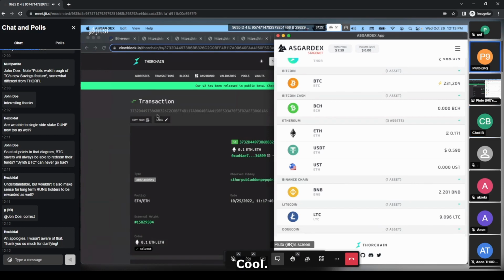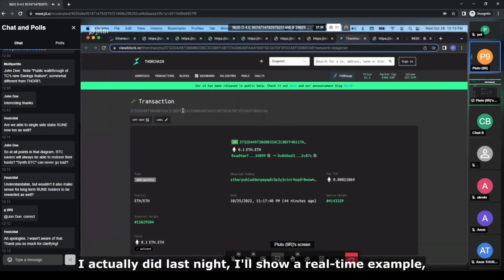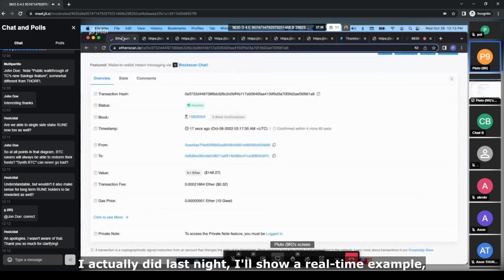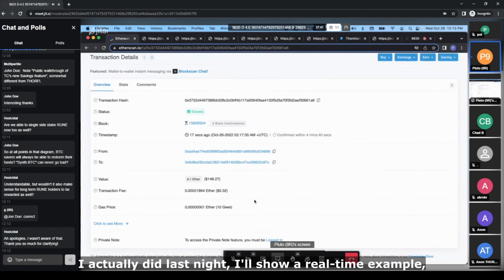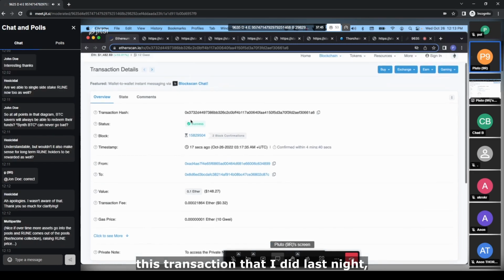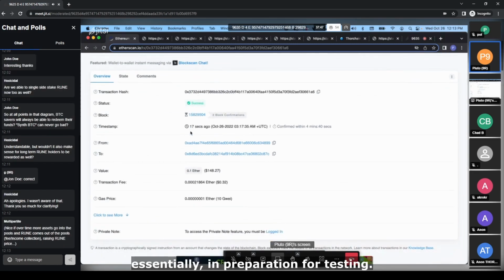Cool. All right, cool. So let's take a look at an example here. We're going to use the StageNet essentially to demonstrate that process, how that works under the hood. We'll just take a look. I actually did last night, I'll show a real-time example, but for now, I'll just show you this transaction that I did last night, essentially in preparation for testing.